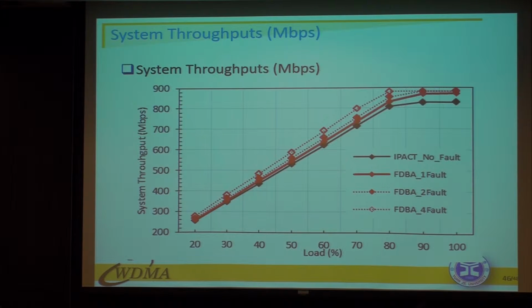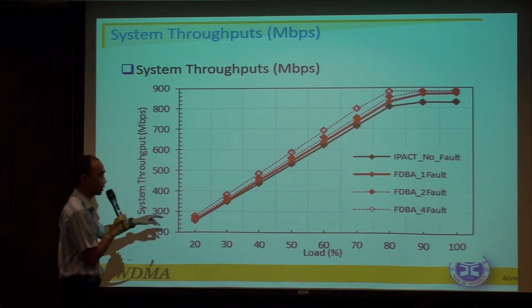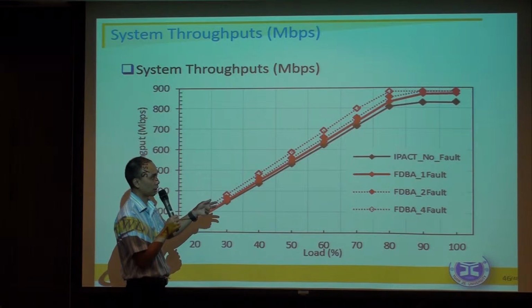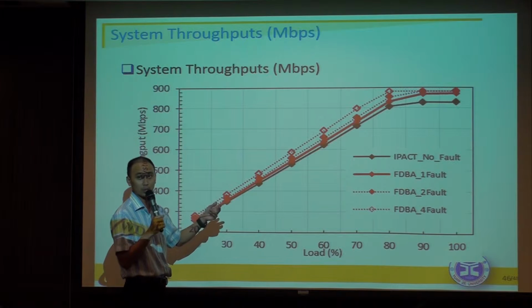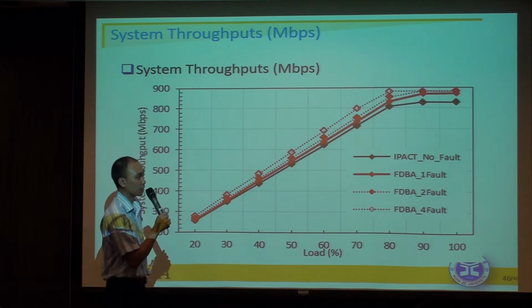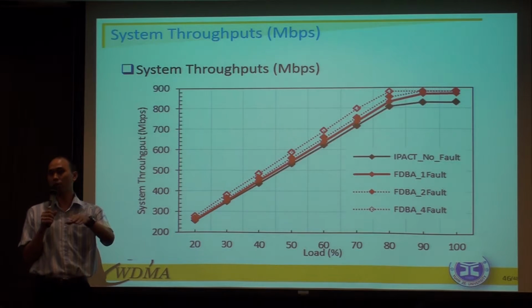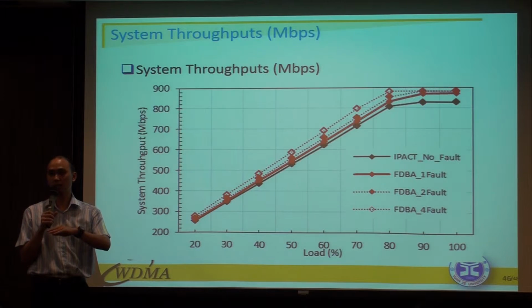So here is the system throughput. Probably some of you are now asking, you said it's worse, and now you say it's higher. Why is the system throughput higher? Because if something happens to the system, then that particular ONU can be categorized as a dead ONU.